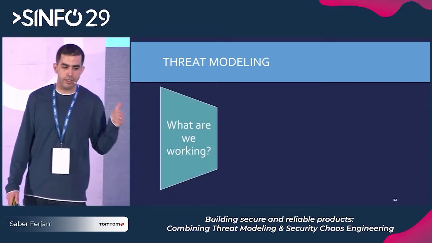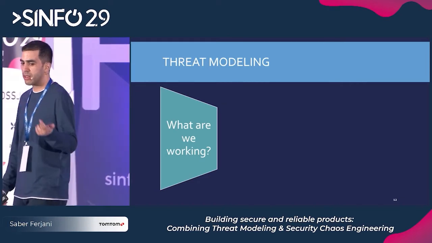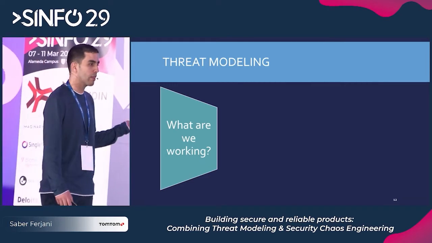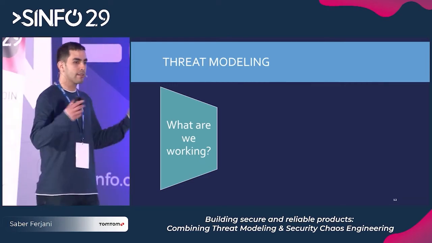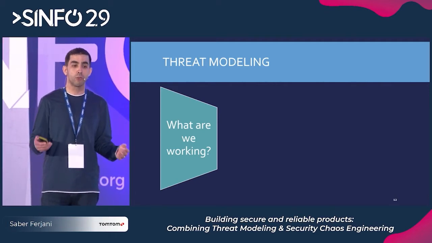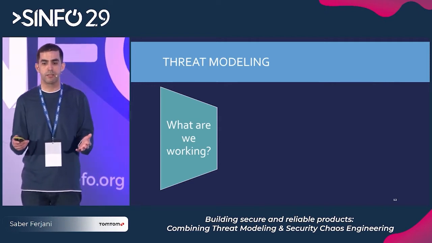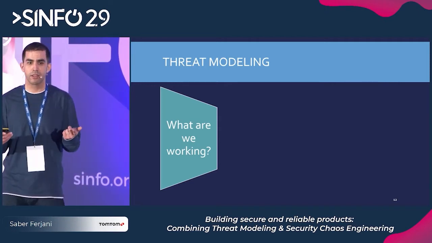First one is, what are we working on? Is this a mobile application? Is this an online service? Is this an industrial control system? What is the context of our product or service? What is the scope? And what are the assets that we need to protect? Once we understand the system properly, then we ask ourselves the second question.